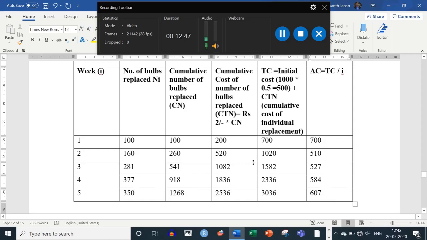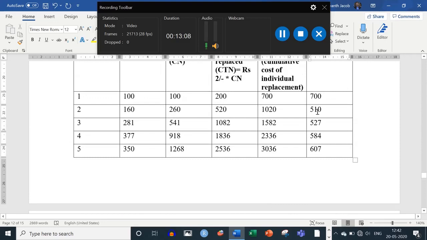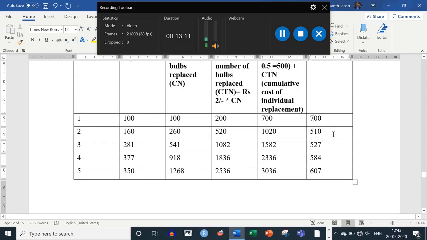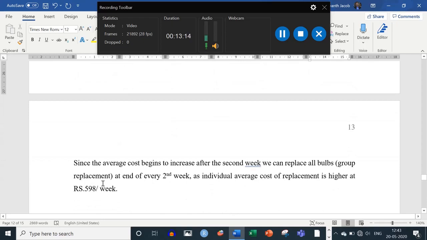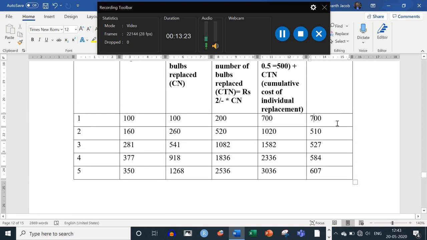So it's wise for us to replace the bulbs in bulk at the end of the second week, and that will still cost us 510 rupees, which is lower than 598 rupees per week, which would be the cost of replacing the bulbs as and when they fail. So this would be about 510 rupees if we go in for group replacement, as against the 598 rupees per week if we go for individual replacement. So what is recommended here is we replace the bulbs in bulk once in every 2 weeks. So that brings us to the end of the replacement of group items. So happy solving.